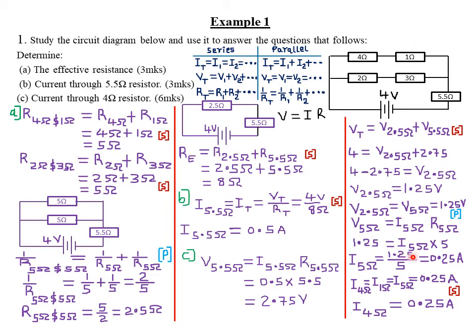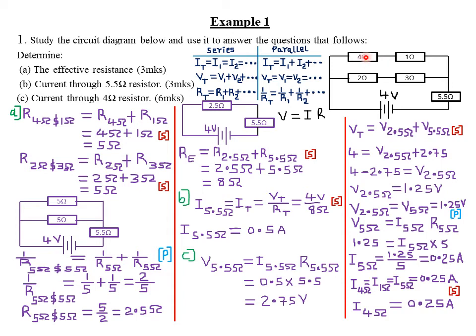So the voltage is 1.25, the resistance is 5. So 1.25 divided by 5, you'll simply get 0.25 amperes. Now remember, this is the current through the 5 ohm resistor, this particular 5 ohm resistor. And again, the question wants us to find the current through the 4 ohm resistor. Remember that the 5 ohm resistor was a combination of the 4 ohm resistor and the 1 ohm resistor.